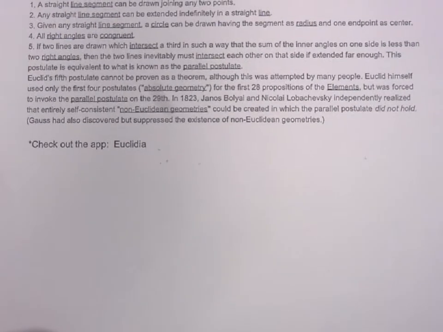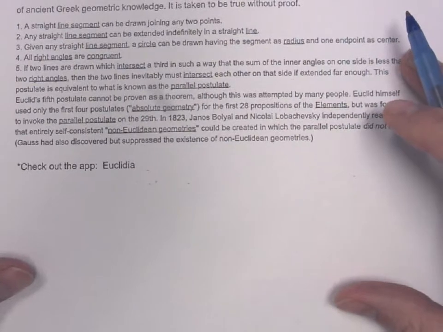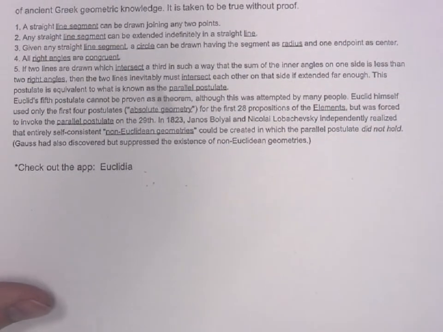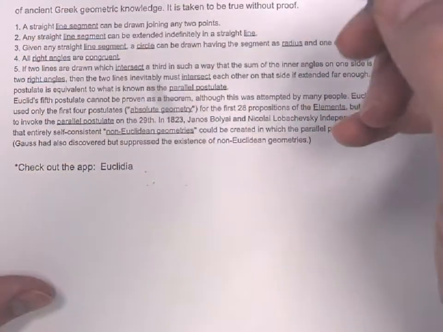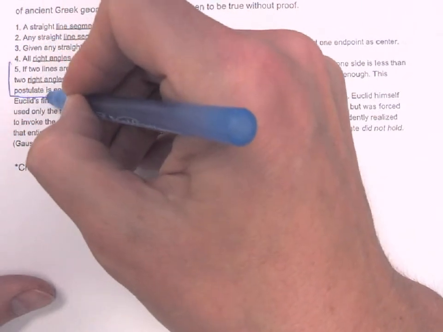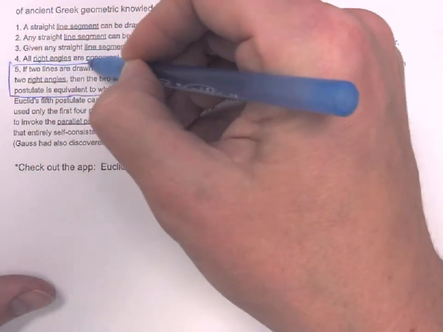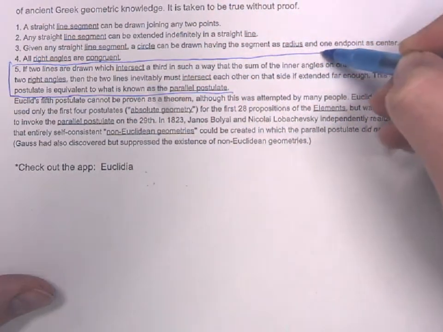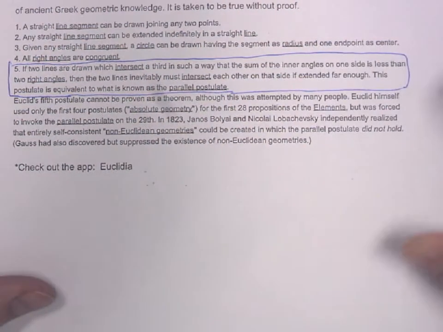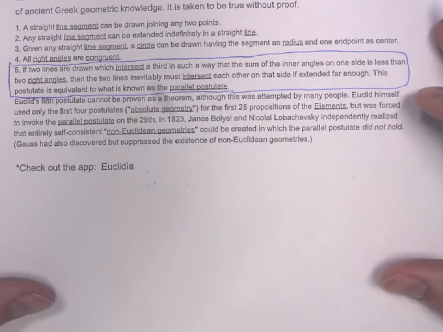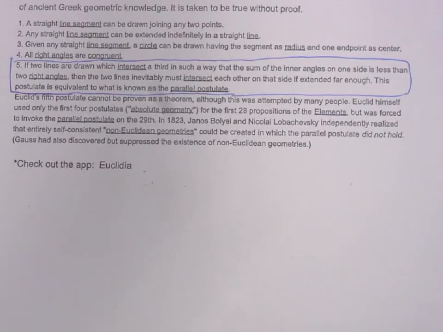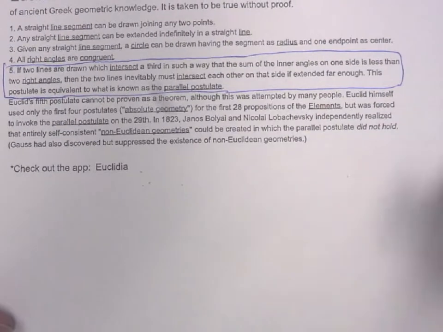So this is a handout that I gave you not too long ago. It has Euclid's 5 postulates. We talked about Euclid's Elements and an axiomatic system. And this is Euclid's fifth right here. The language is kind of hard, so we talked about this last time. Let me break this down for you a little bit and see if we can understand what this is saying.